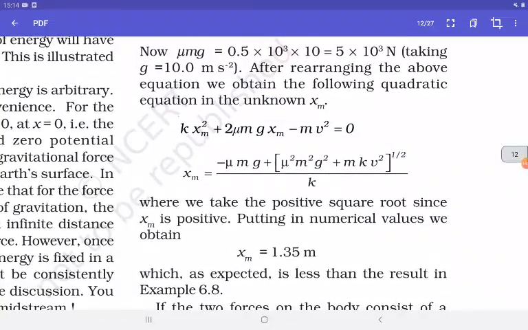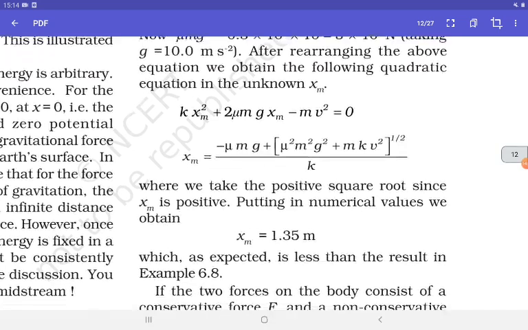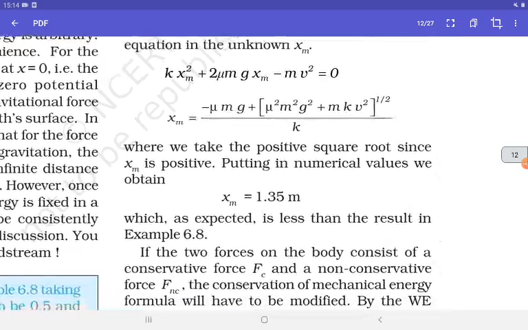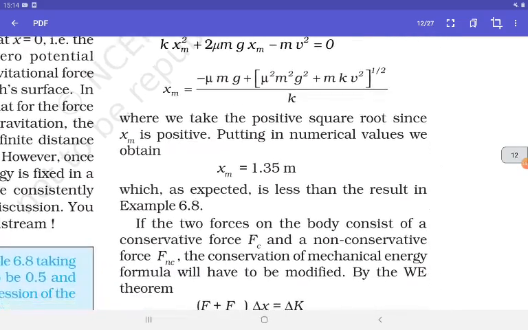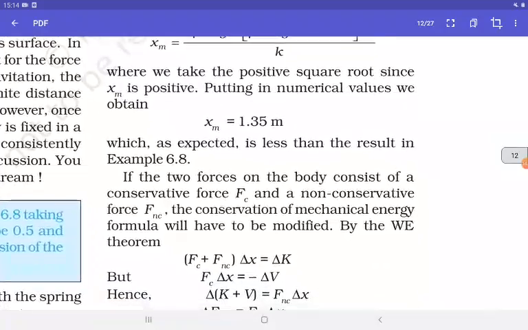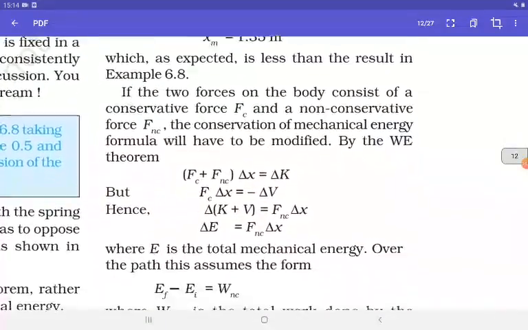Therefore, xm is equal to minus mu m g plus the square root of mu squared m squared g squared plus m k v squared, divided by k, where we take the positive square root since xm is positive. Putting in numerical values, we obtain xm equal to 1.35 meter.